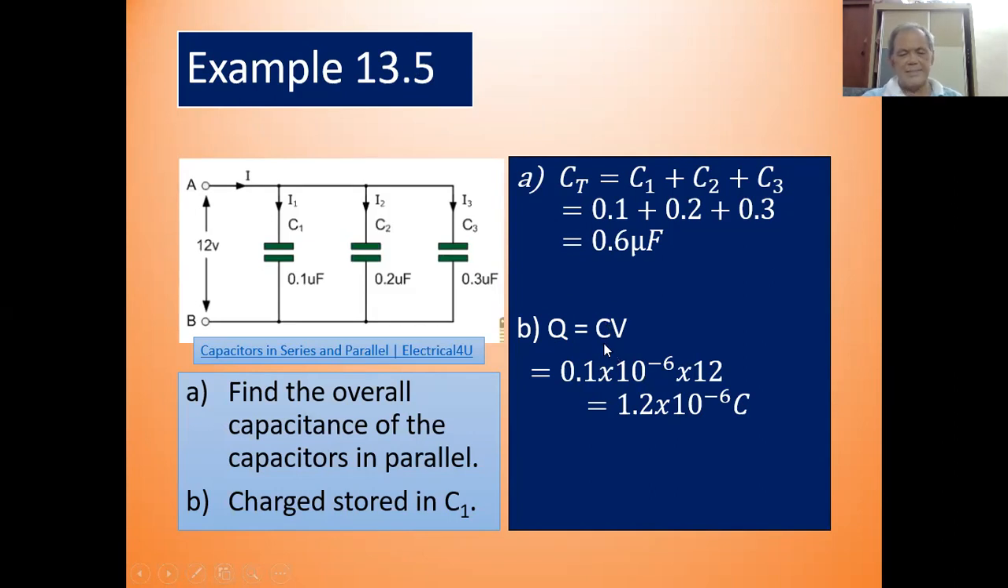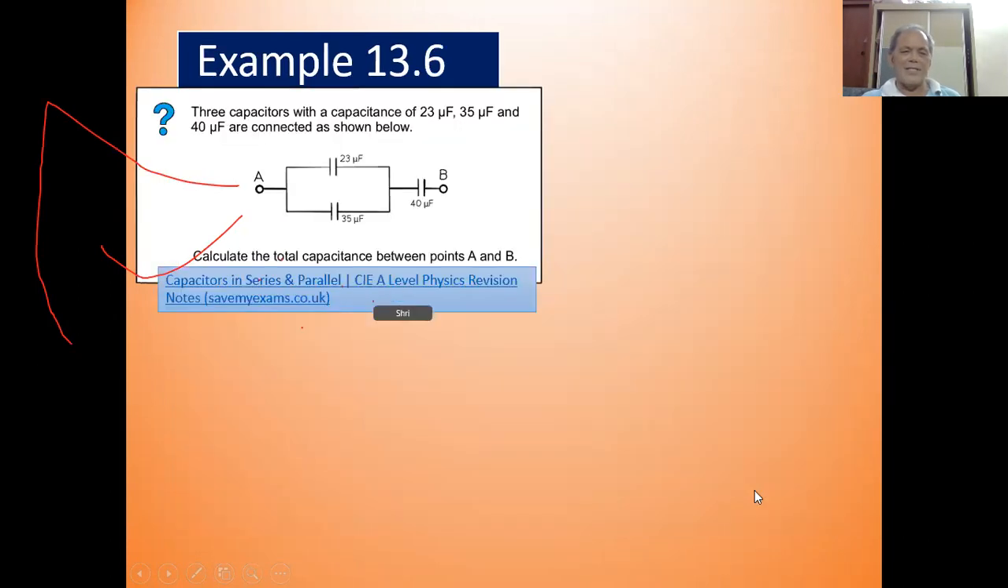Okay, what have I done? I have done something wrong. Charge stored in total C or only C1? C1. Correct. I just take the capacitance times the potential difference across it. Okay, try the next one.